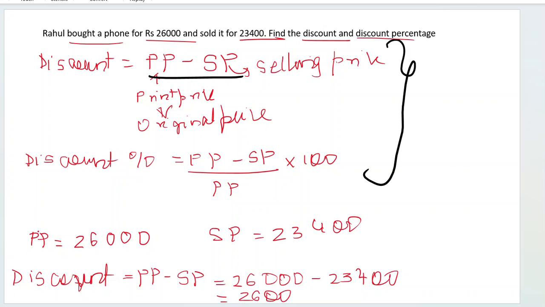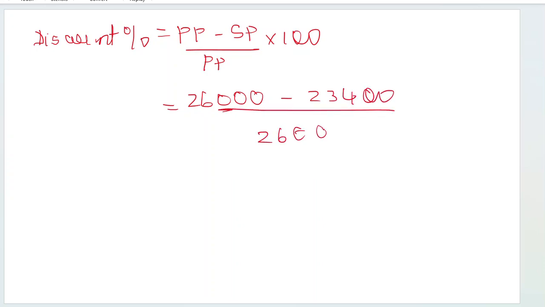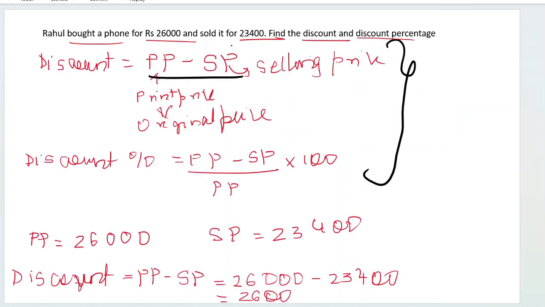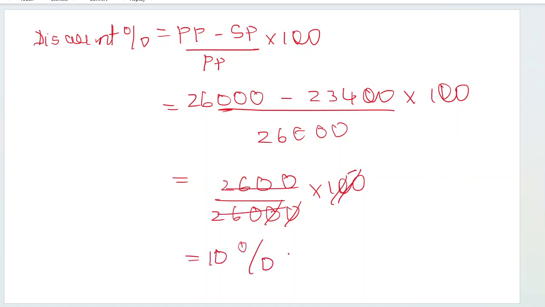Now similarly we have to calculate discount percentage. Discount percentage is equal to (PP minus SP) upon PP into 100. If you clearly observe, the print price in this case is 26000. Print price is also the original price. So 26000 minus 23400 upon 26000 into 100. I've substituted PP is 26000, SP is 23400. So therefore we are left with 2600 upon 26000 into 100. So you cancel the zeros, and we divide it and we get the discount as 10%. This solves the problem.